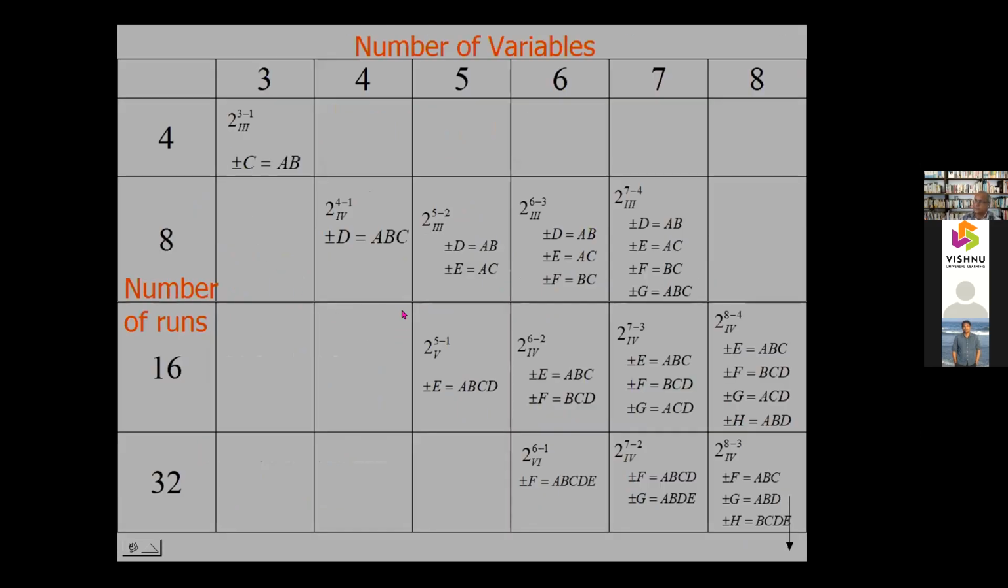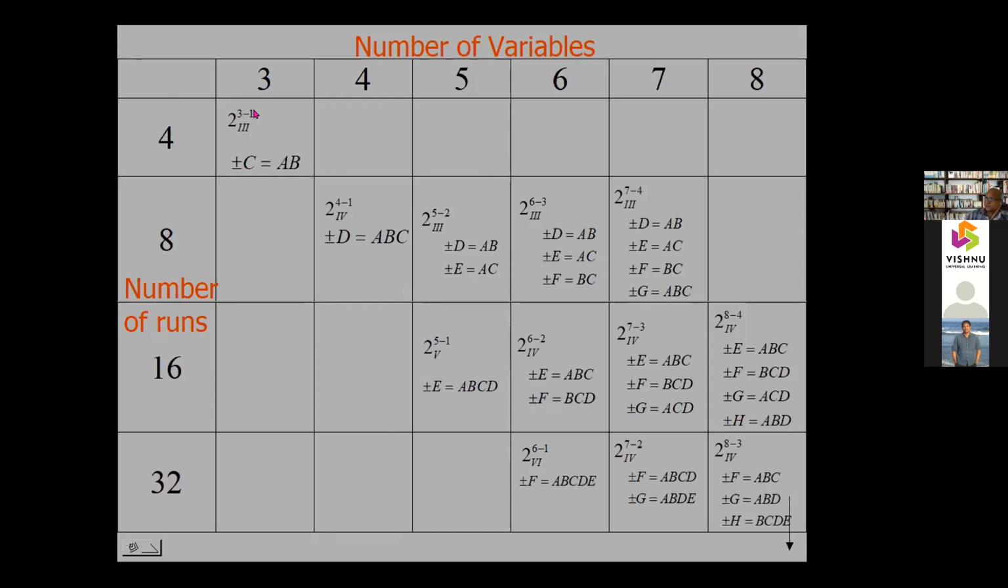So this is the table. The software also shows this colored table when you start a new design. This is also given in other books on experimental design. So this is the number of runs, and this is the number of variables. If you have 3 variables, then for full factorial, 2 raised to 3 is 8 runs. So this is a full factorial experiment.